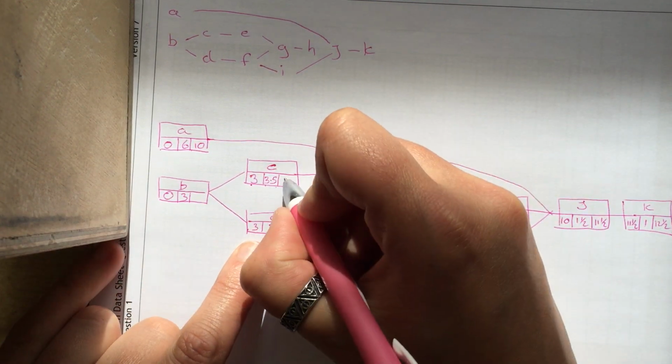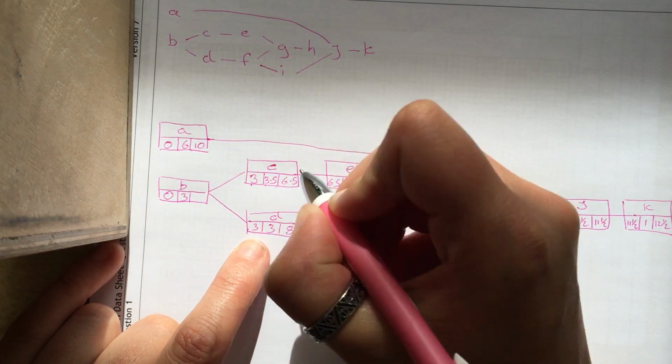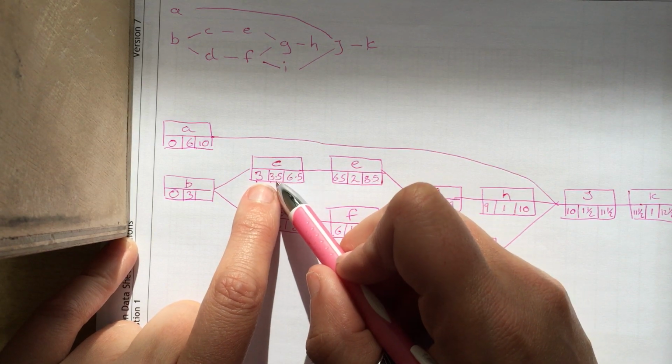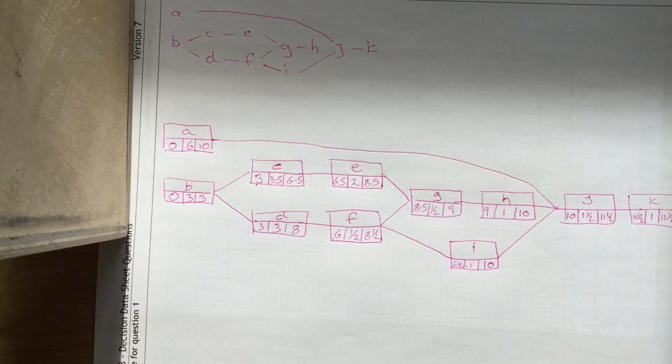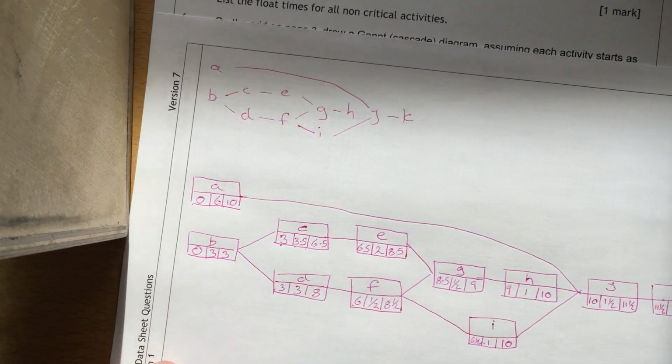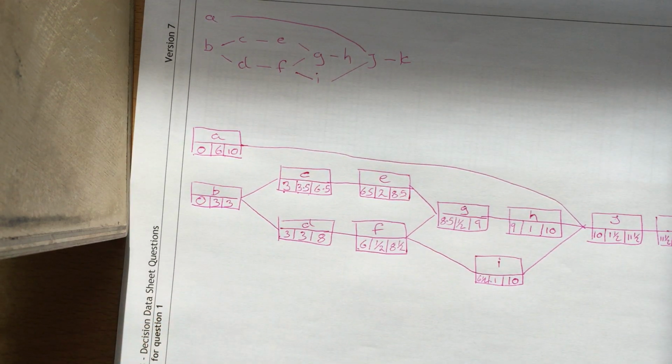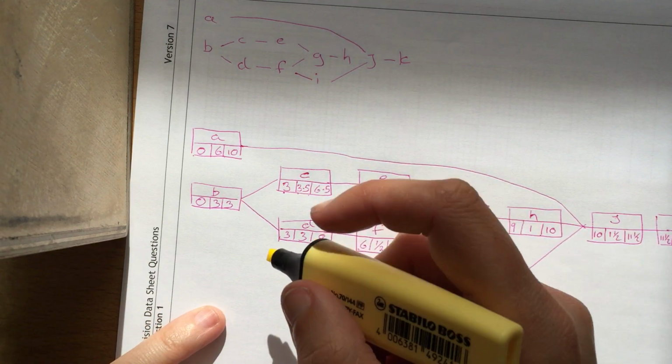8.5 take 2 is 6.5. 6.5 take 3.5 is 3. So we've got our forwards pass and our backwards pass sorted. Our critical path, so that's the stuff that has to start on time.